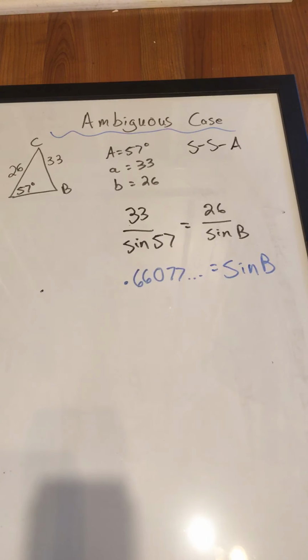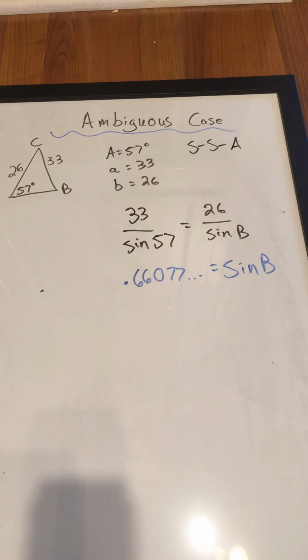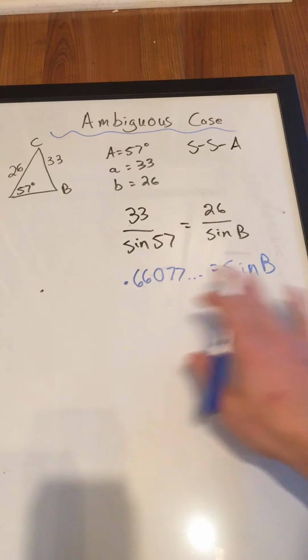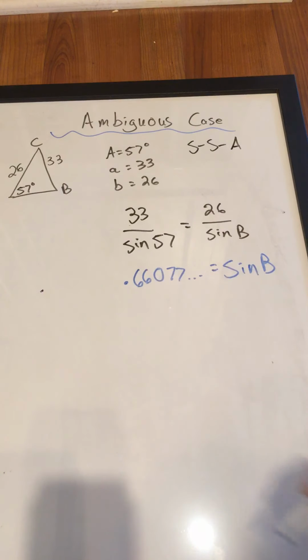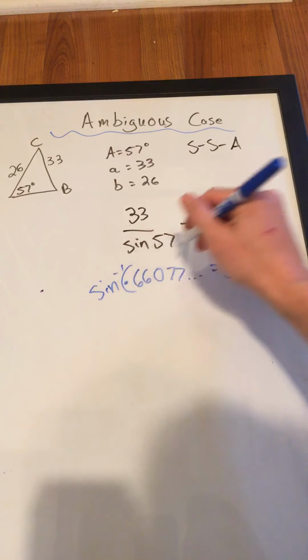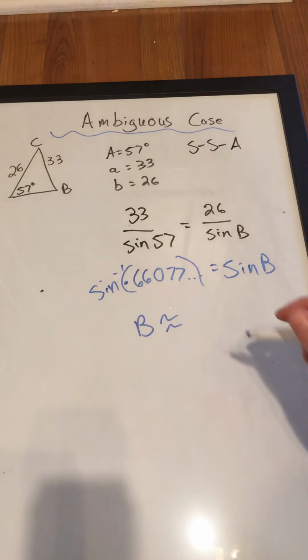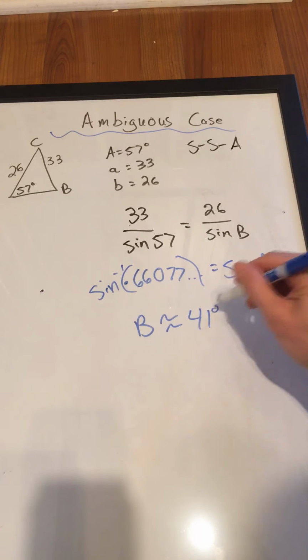Now, in order to come up with what the angle B is, naturally I'm going to employ the inverse sine function. If I take the inverse sine of 0.66077, and I would just use the answer key from here, I would get angle B, and I'm just going to round to the nearest degree. Angle B is roughly 41 degrees.